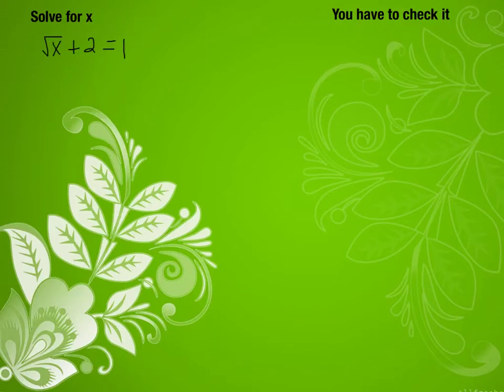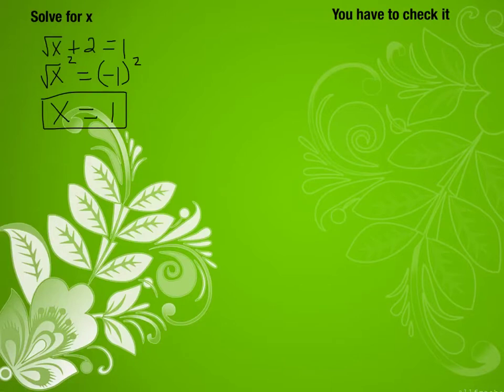Okay, here's another one. We're going to solve the square root of x plus 2 equals 1. We're going to solve for x. So we're going to take away 2 from both sides, just like we did before. 1 minus 2 is negative 1. And it says the square root of x equals negative 1, so we will square both sides. Make sure you square all of the negative 1. Negative 1 squared is positive 1, so x equals 1.